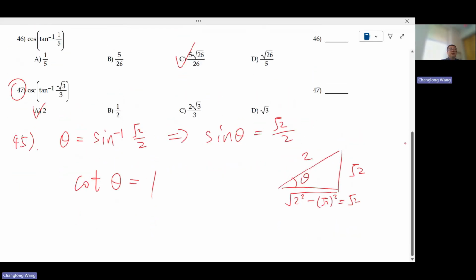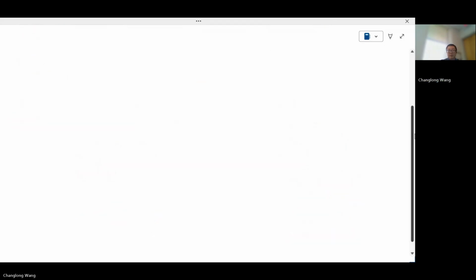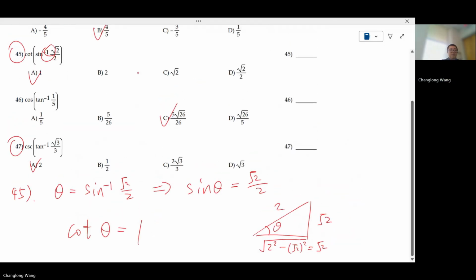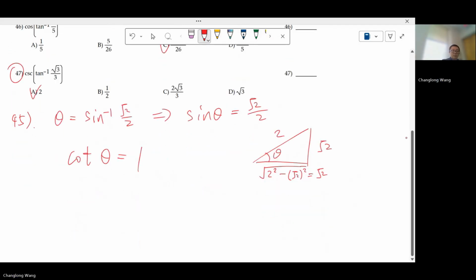Anything wrong? Sure. I'll zoom out a little bit. Get rid of the. Okay. All right. Now 47. All right, the same process, right? So let's go ahead and yes.